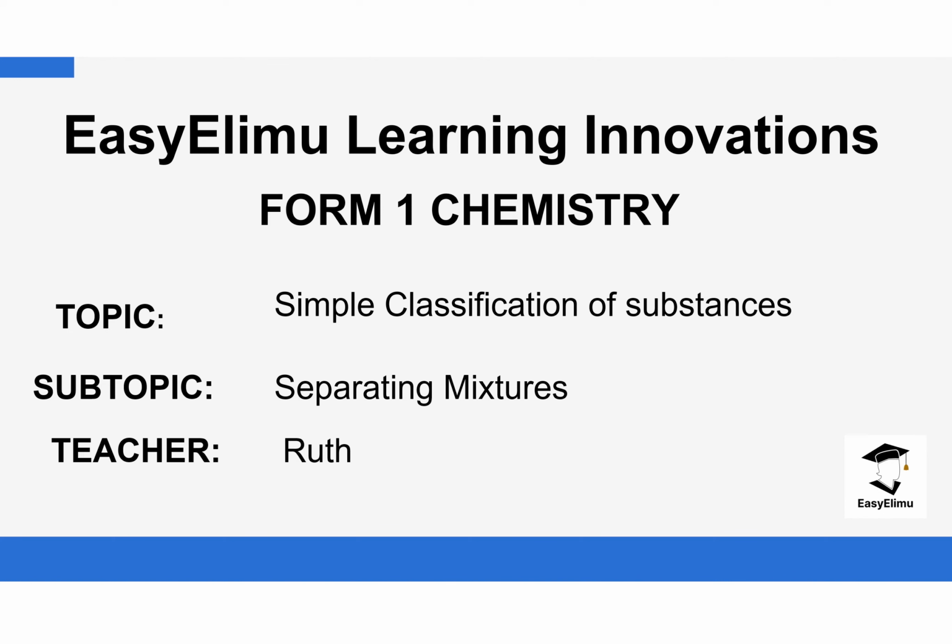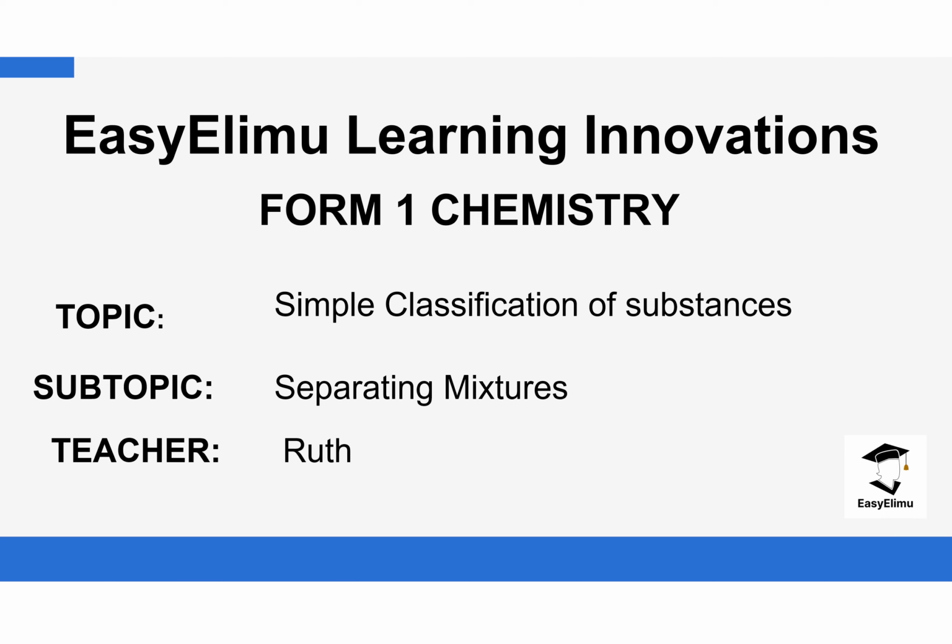My name is Ruth, and today we are going to be discussing the simple classification of substances, and we're going to be looking at separating mixtures specifically. Previously, we talked about separating liquid-liquid mixtures, but we looked at immiscible liquid-liquid mixtures, and we concluded that we are able to separate immiscible liquids using a separating funnel. And the reason why it's possible to use this method is because they have different densities and also they're immiscible.